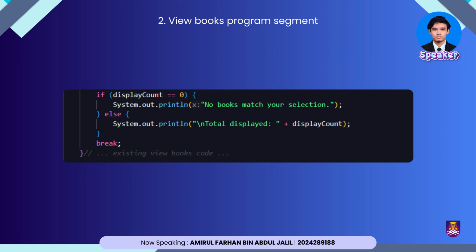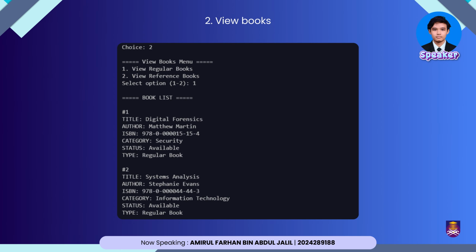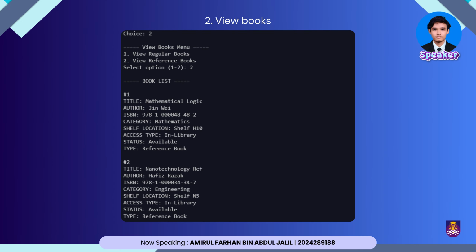there is no book appearing in the selection, and other than that, the total books will be displayed using the display count. This is our output if we choose number 2 to view regular books. Then for view number 2, we're going to look at the reference books.